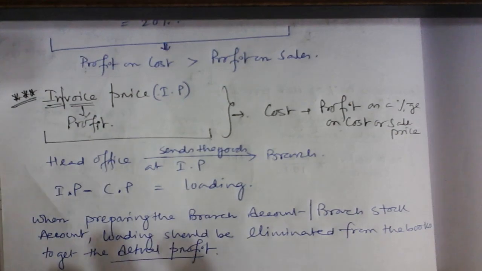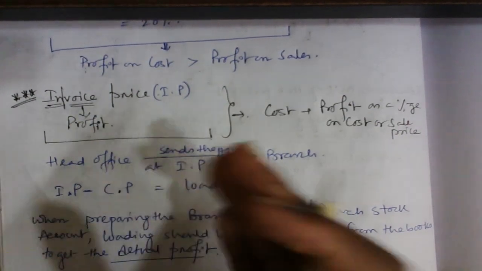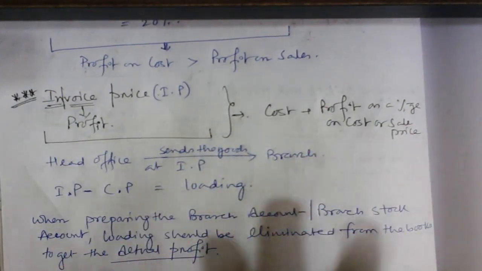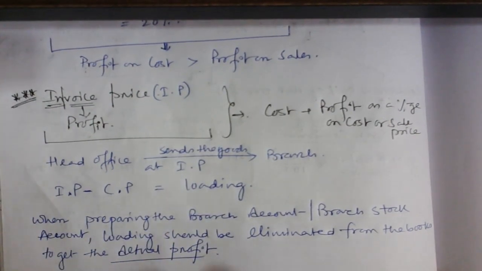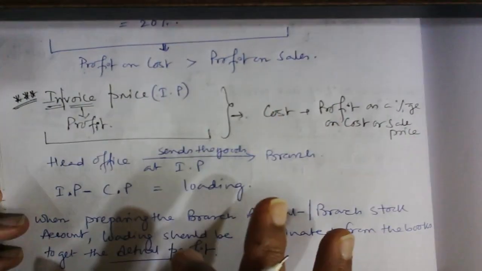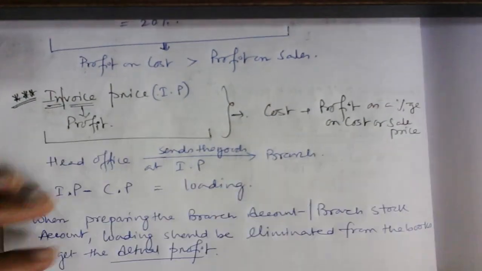We are right now doing the synthetic method, so we are only discussing the synthetic method. When we move to the next part, we will discuss the actual profit separately. So that is what we have done in the synthetic method. Now let's understand how we are going to unload.